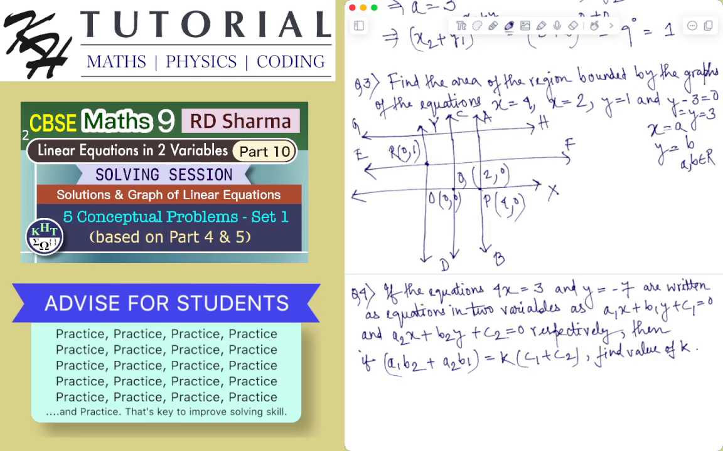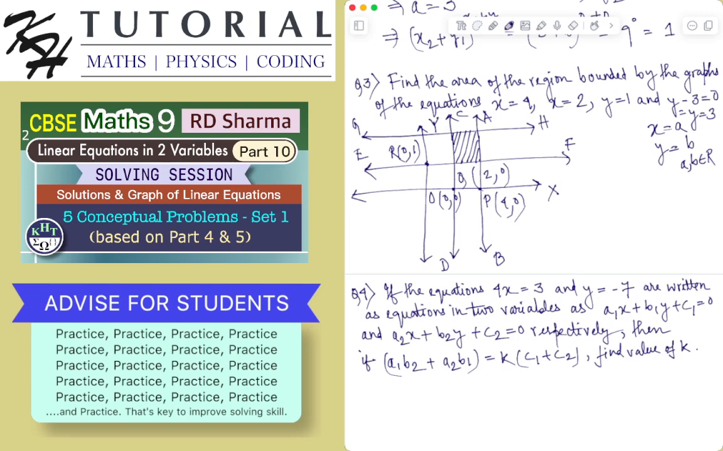Now what is the area of the region bounded by the graphs of these four equations? It will be the area bounded by the lines AB, CD, EF and GH, which is this area. This is the area bounded by the four lines, which are the graphs of the four equations. Now, quite obviously, it will be a rectangle, and we know its area will be length into breadth.